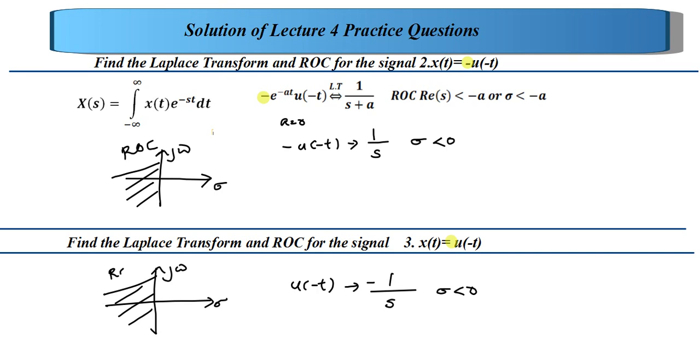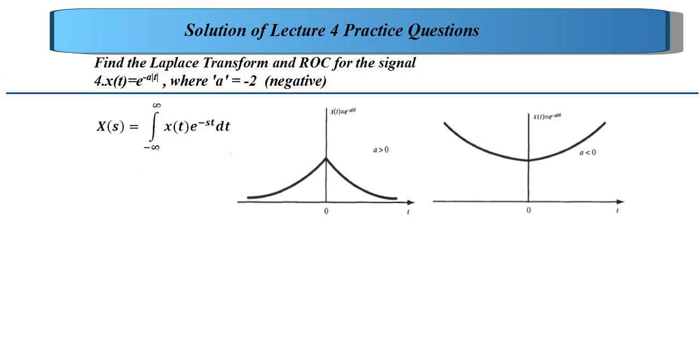This is the ROC. Now we'll discuss the next question. Again, it's an interesting question. You need to take some care when you do this problem. Here it's e raised to minus a modulus of t. A similar question we attempted in lecture 4. Now it's a practice question. There's a special case, a is equal to minus 2, but we will discuss both. So here it is e raised to minus a modulus of t. When there is such a signal, you need to take two cases: when t is positive, and when t is negative.